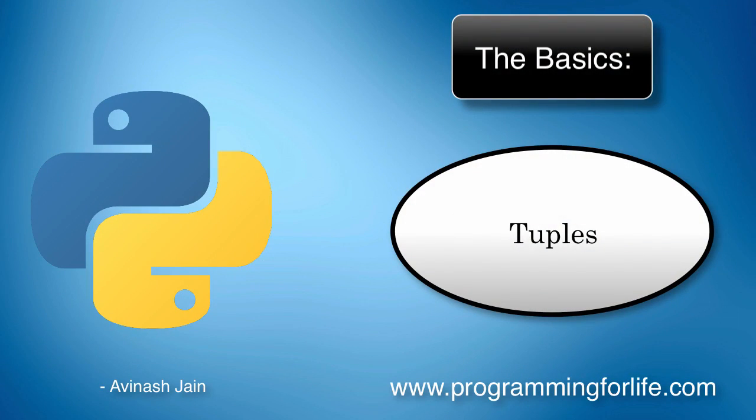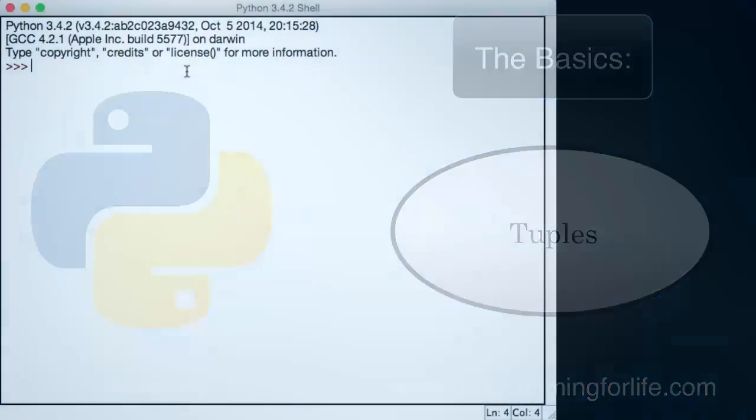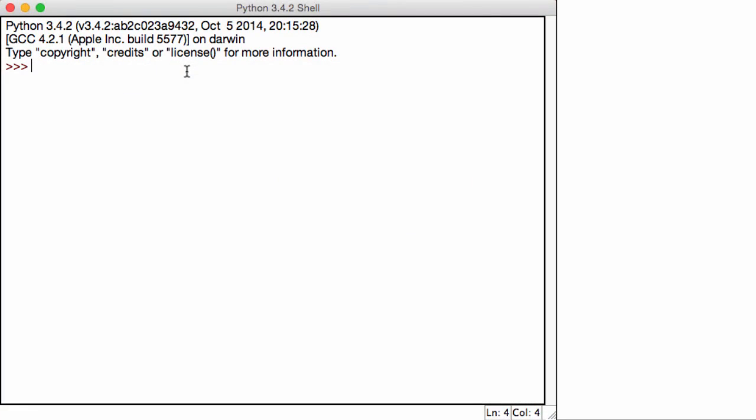Alright, so today we're going to be talking about tuples. And before we even start, let me just talk about what tuples are. Tuples and lists are actually quite similar, but with tuples, the data cannot change. Tuples are what we call immutable.